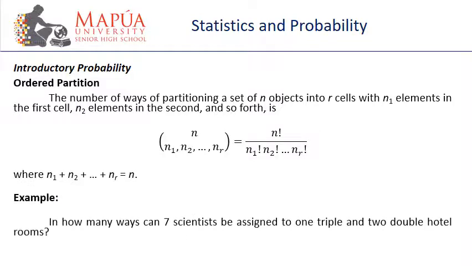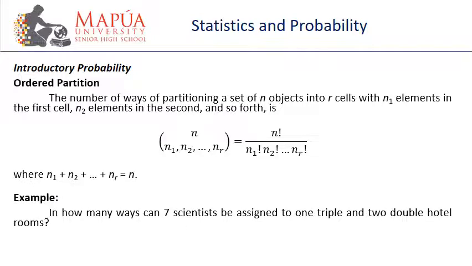So let's say, for example, in how many ways can 7 scientists be assigned to 1 triple and 2 double hotel rooms? Dividing 7 scientists into 3, 2, and 2, you get 7 factorial divided by 3 factorial times 2 factorial times 2 factorial, equal to 210 ways.